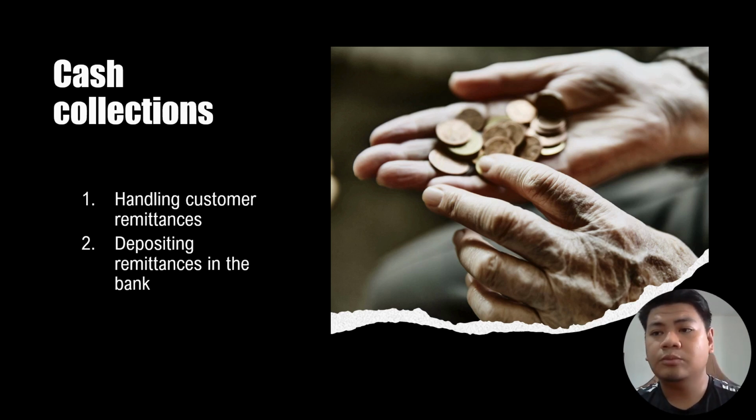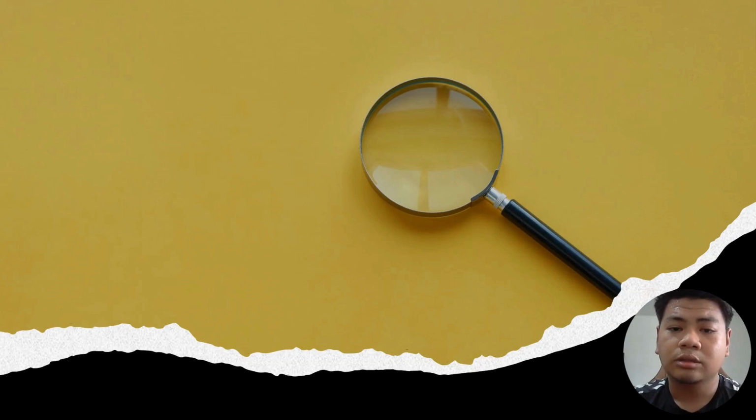If the product fails the quality check and the product is not good, we need to handle the customer and we need to change our products. So number 2 is depositing remittance in the bank. After that, we need to collect their account receivables within 1 month. Every month we need to remind the customer to pay for our products. And that's all.